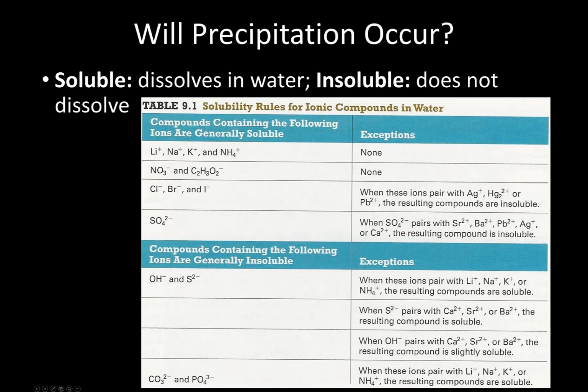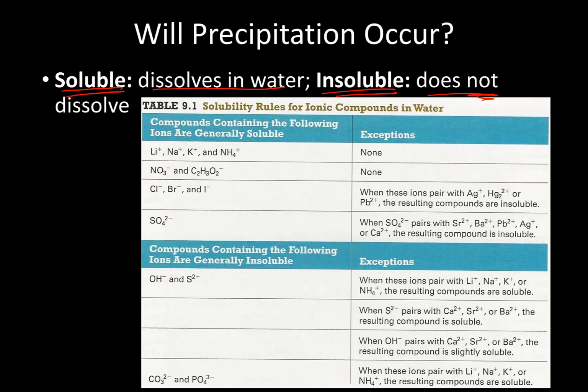So how do you determine whether precipitation will occur or not? Two terms we need to go over first. Soluble means that something dissolves in water. It could be an ion, it could be a molecule, but whatever it is, it dissolves in water. It forms a homogeneous mixture, a solution. Something that's insoluble does not dissolve in water.